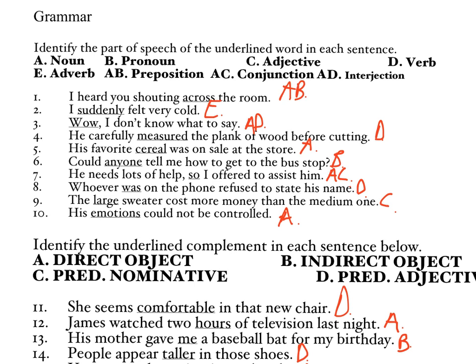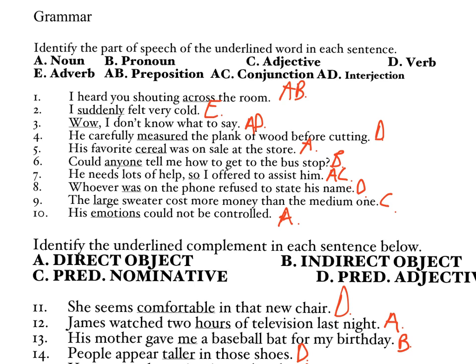Whoever was on the phone refused to say his name. Was is a verb, a linking verb, a state of being verb. The large sweater costs more money than the medium one. Large describes sweater, so we call that an adjective, describing a noun or pronoun. It answers the questions which one or what kind, or you could say how much or how many.